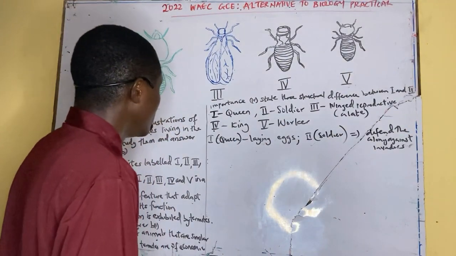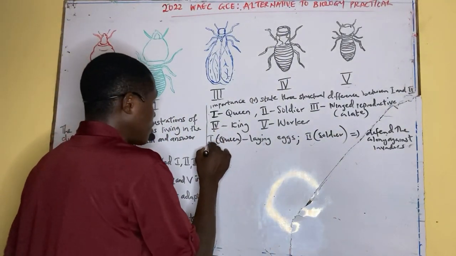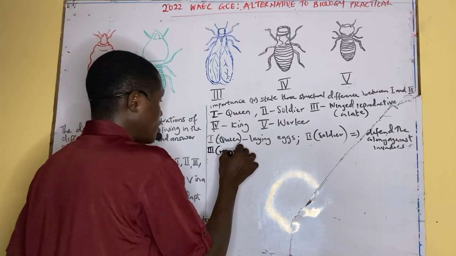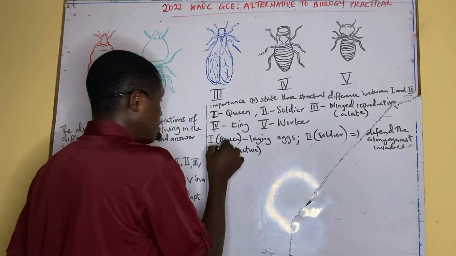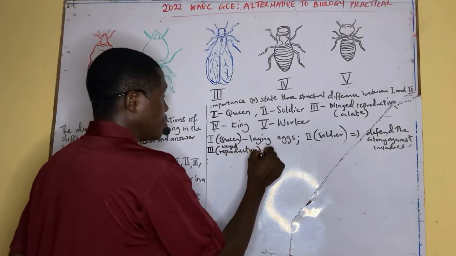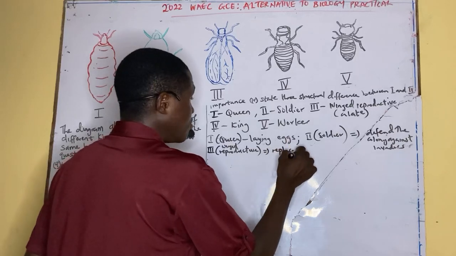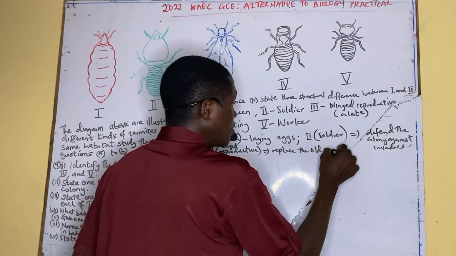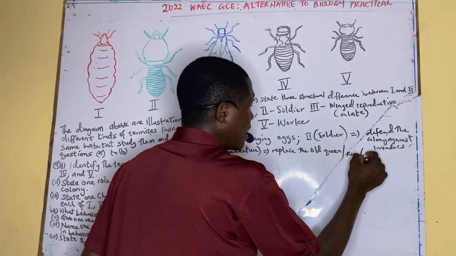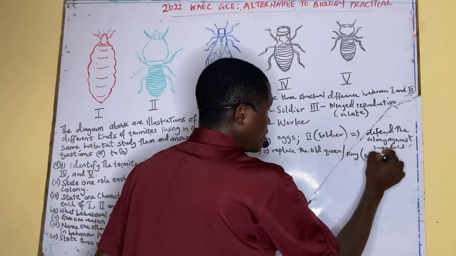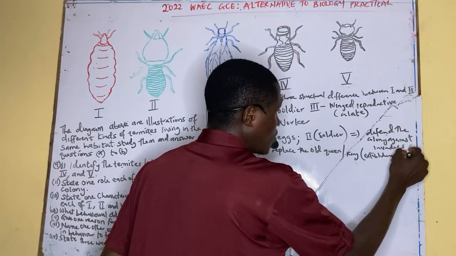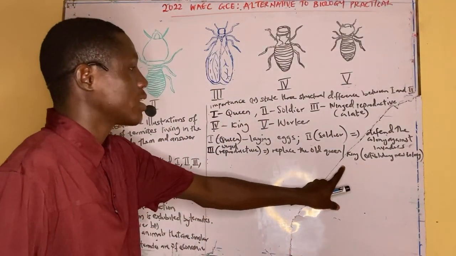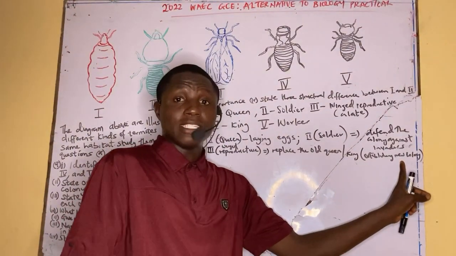The next question. This is Roman figure 3, which is the reproductive. The winged reproductive termite. These ones, they replaced the old queen or king, thereby establishing a new colony. That is, they establish a new colony.